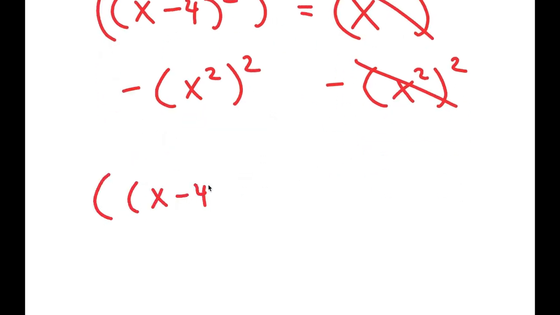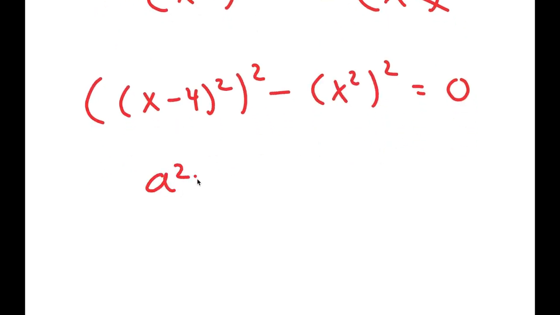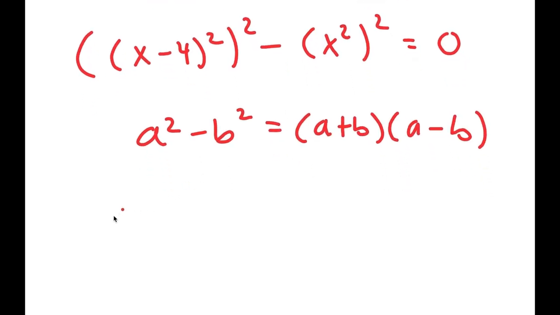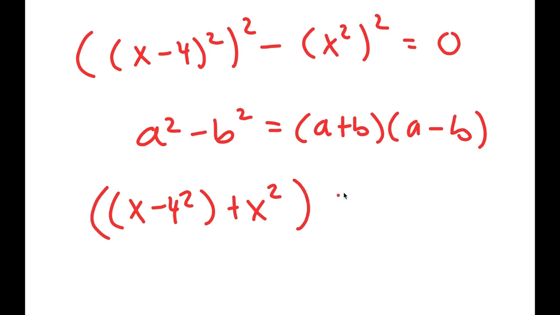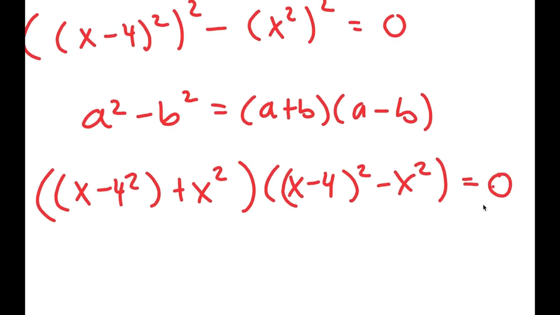And I get ((x - 4)^2)^2 - (x^2)^2 = 0. Now if I have something in the form a squared minus b squared, this is equal to (a + b)(a - b). So now I get ((x - 4)^2 + x^2)((x - 4)^2 - x^2) = 0.